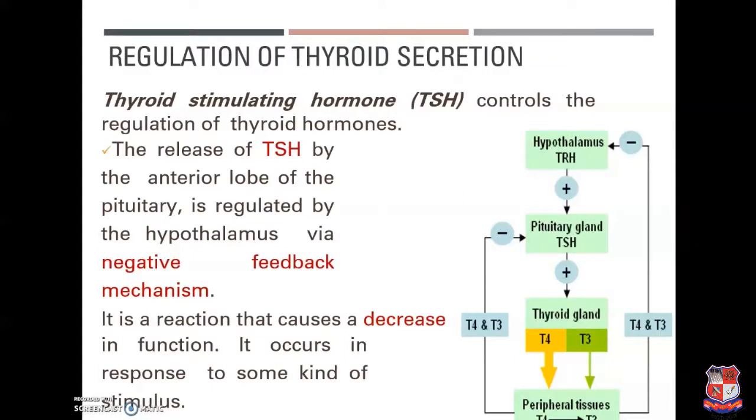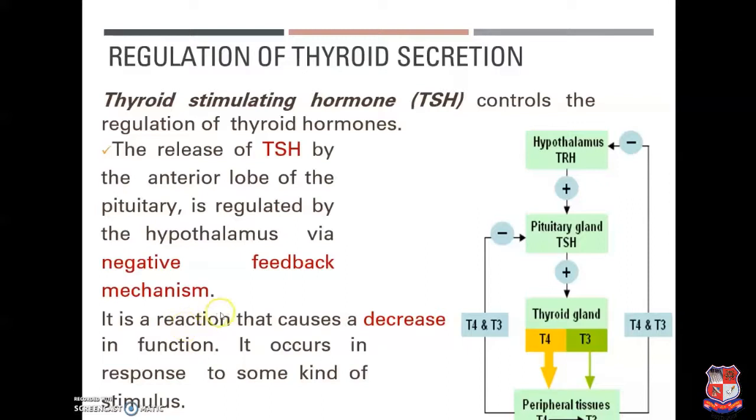How the regulation of thyroid secretion is done. Thyroid stimulating hormone controls the regulation of thyroid hormones. When there is release of TSH by the anterior lobe of the pituitary gland, it is regulated by the hypothalamus via negative feedback mechanism. Now we have previously seen what is the role of negative feedback mechanism.